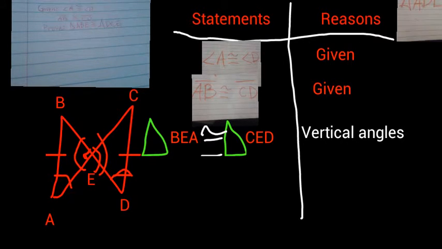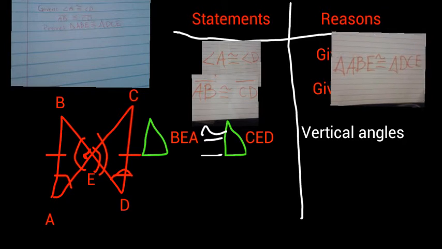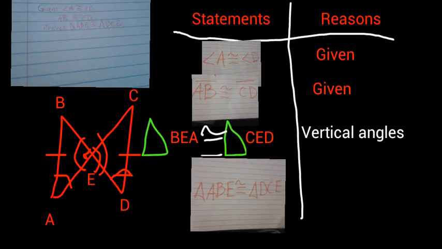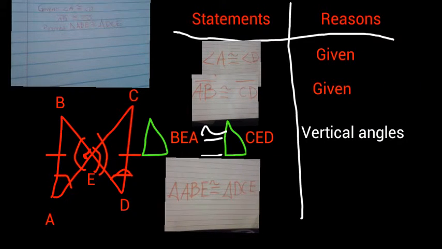Now to prove that triangle ABE is congruent to triangle DCE, we would have to use the theorem SAA. See how we have one side congruent and two angles? So statement number 4 is triangle ABE is congruent to triangle DCE. The reason being is SAA, or side angle angle.